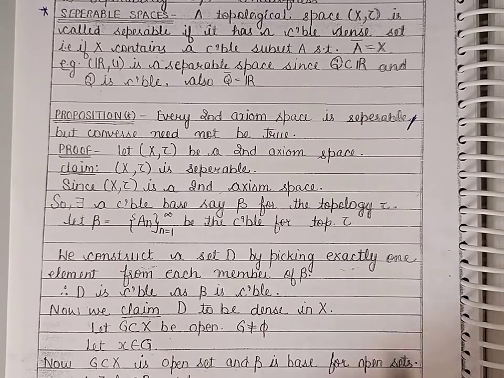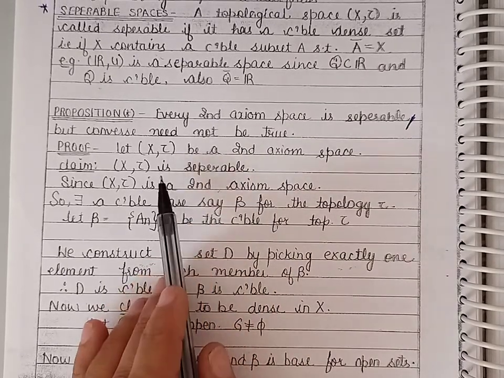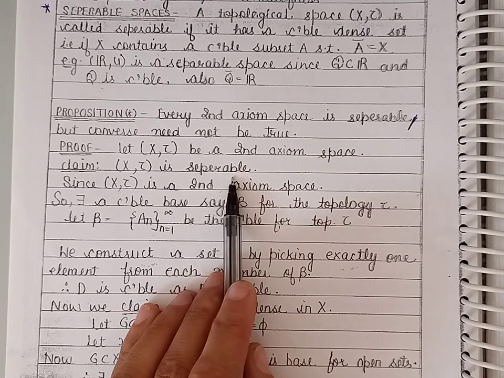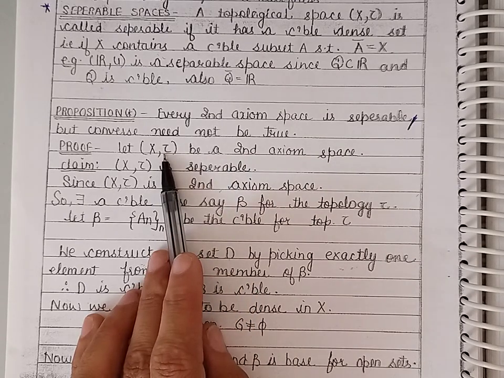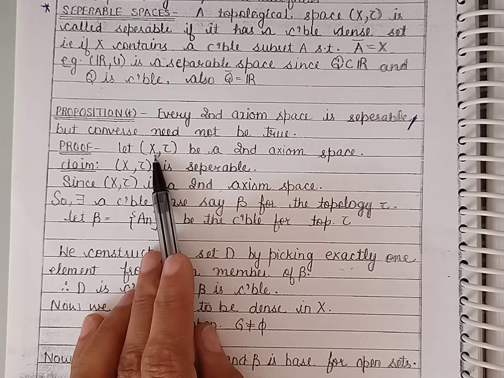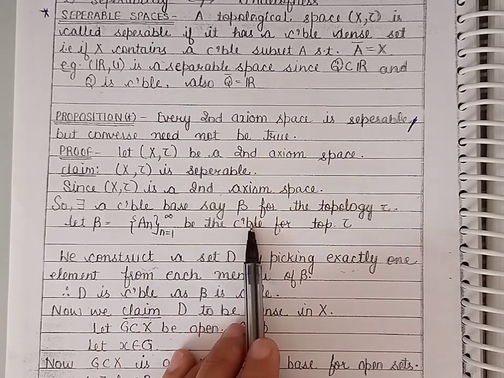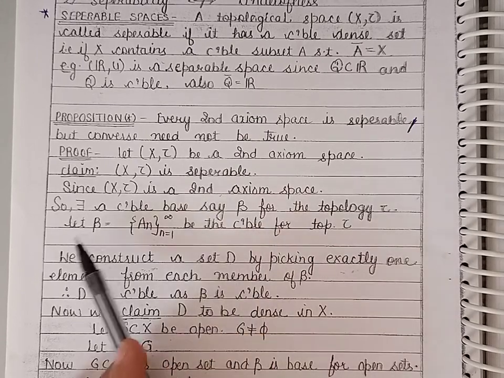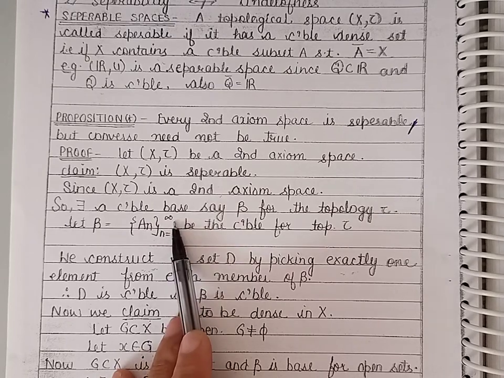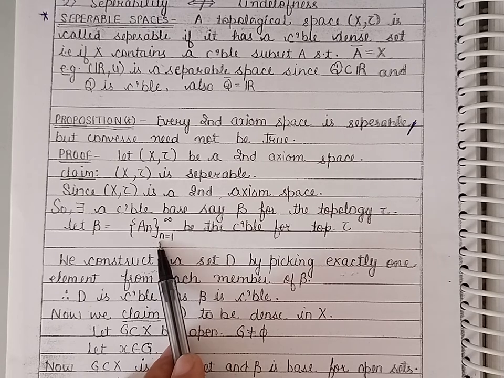So let us take a second axiom space (X, τ), and we show that this topological space is separable. Now by definition, because X is second axiom, there will exist a countable base for the topology of X. Let us denote that countable base by β, where β is the collection of B_n, where n varies from 1 to infinity. This is a countable base for the topology τ.